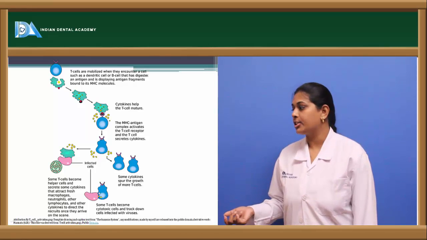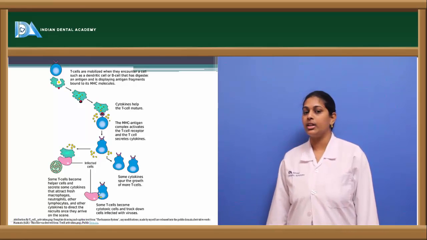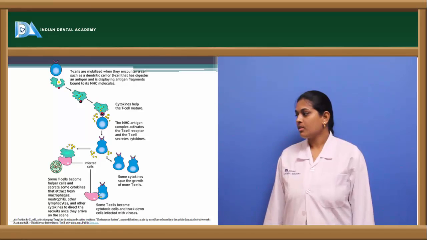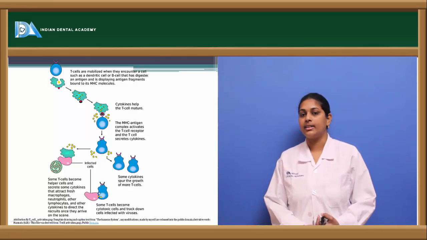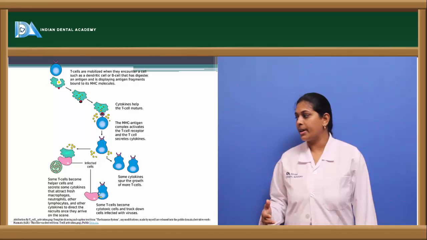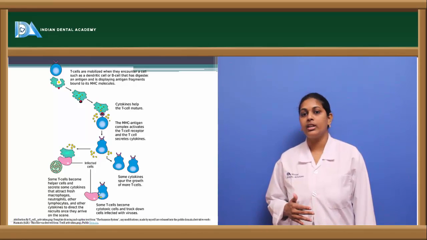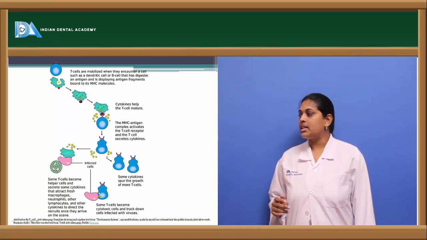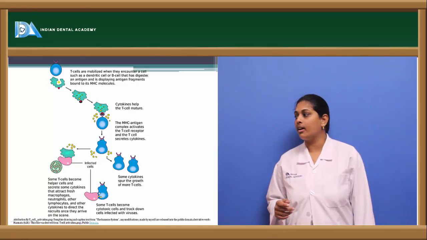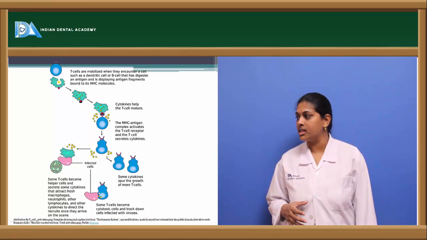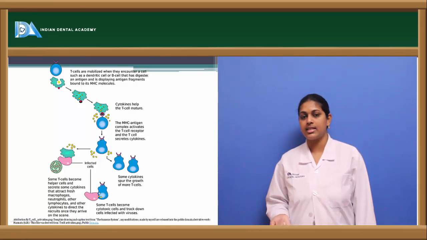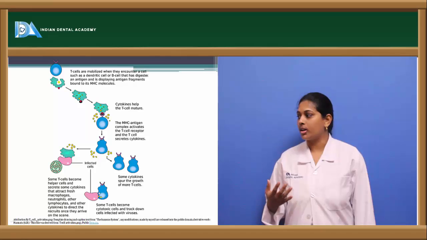Then the MHC antigen, that is the major histocompatibility antigen complex, activates the T cell receptor, and the T cells together secrete the cytokines. Once these cytokines are secreted, some cytokines pause the growth of the T cells. That is, the maturing of the T cells is further ceased. Otherwise, these cytokines get attached to the infected cells, and these T cells differentiate into the helper cells or the suppressor cells.